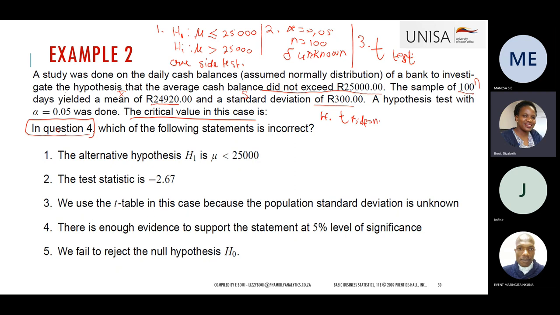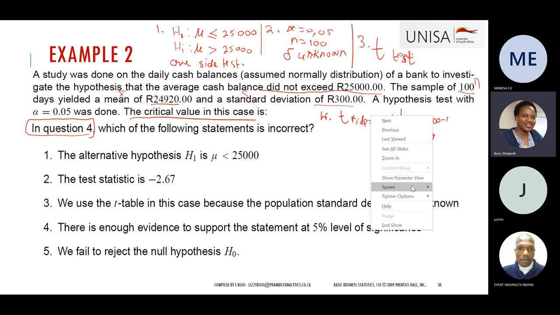We know our degrees of freedom is n minus one. Our alpha, we were told, is 0.05, and n is 100, so the degrees of freedom will be 100 minus one. Therefore, our critical value will be given by t of 0.05, 99. So we need to go to the t table.